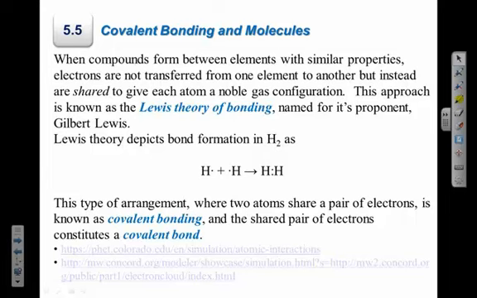Covalent bonding is more complicated. Covalent bonding is a situation where if I have two elements, to avoid a charge imbalance, they might come together and share electrons in order to make their noble gas configuration.